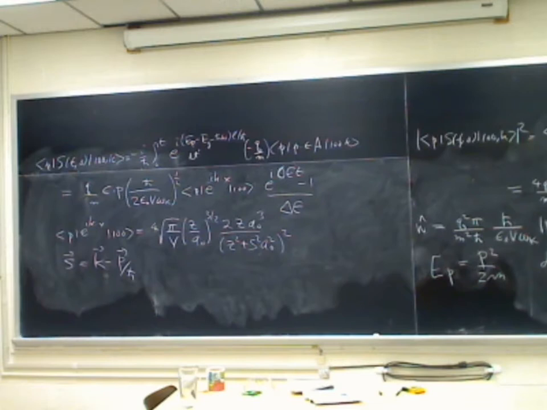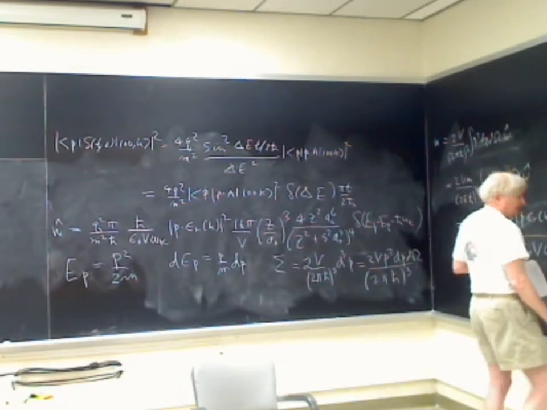And when you put all this together, what you get is 32 q² π² |p·ε_R(k)|² divided by m (2π ħ)^3 ε₀ V ω_k, times (Z/a₀)³ times 4Z² a₀⁶ (a₀ is the Bohr radius), over (Z² + s² a₀²)⁴, and then dΩ.